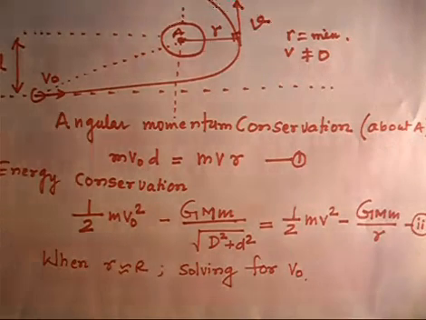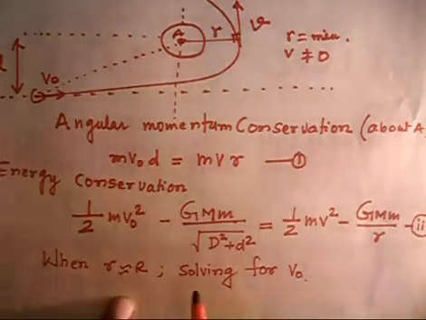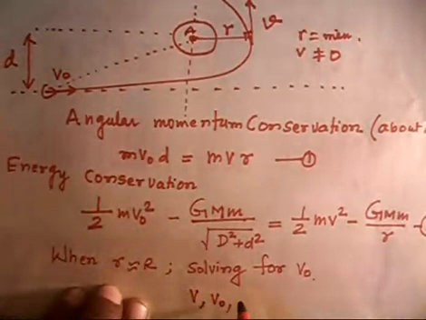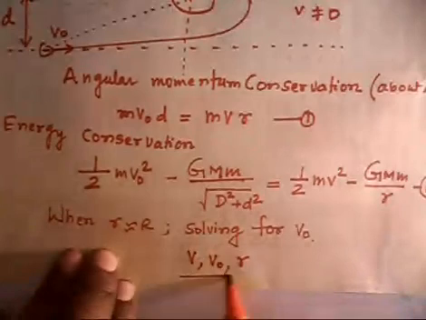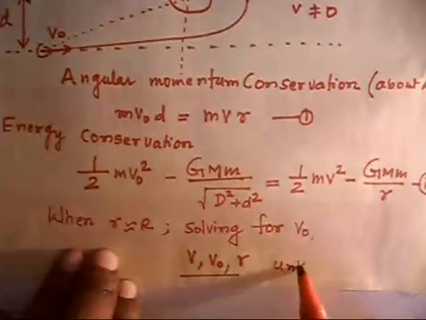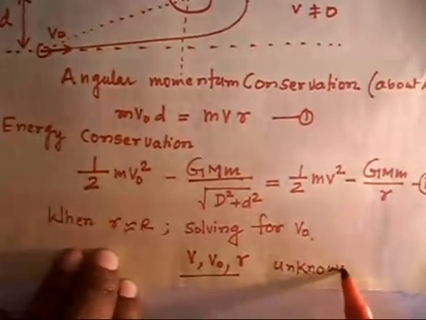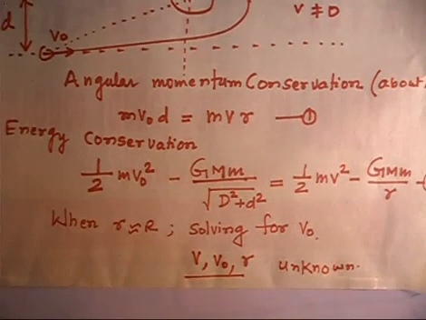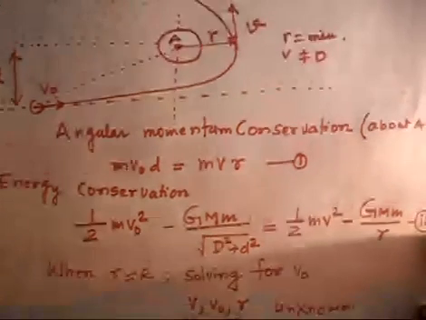So V is unknown and V naught is also unknown. So you have three unknowns: V is unknown, V naught is unknown, and a small r is also unknown. So these three things are unknown, and basically the problem says this just grazes. So I can solve for it. Just grazes means it just touches the planet and then goes. So I can assume capital R is equal to a small r.